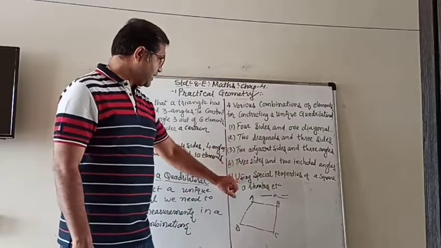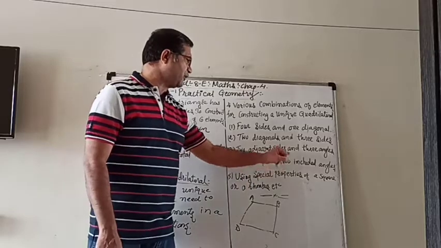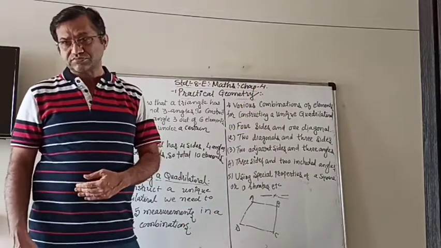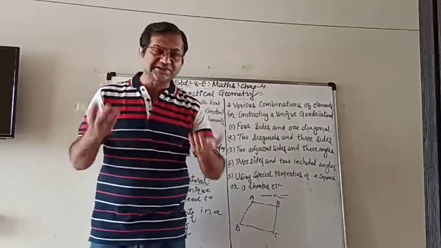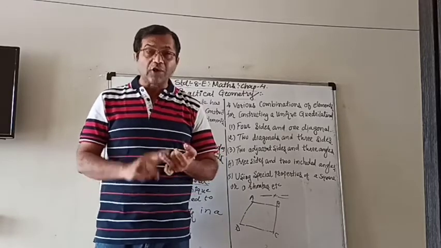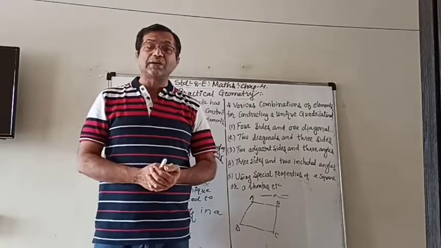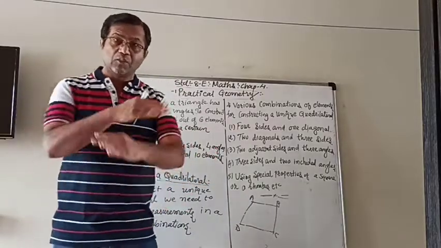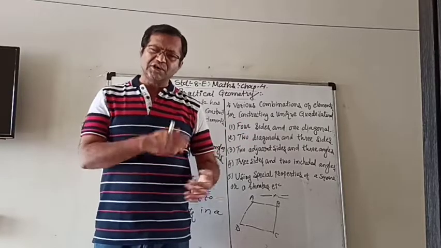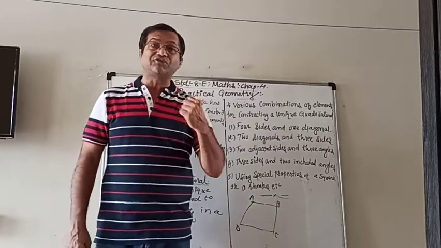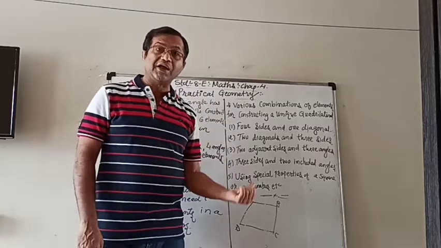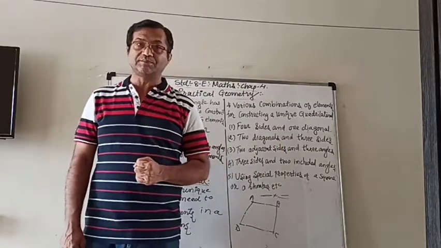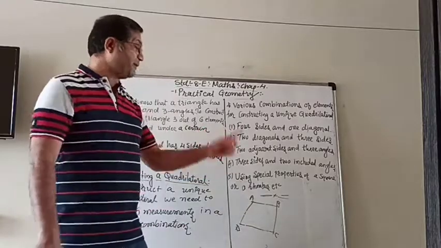Then the next one is using special properties of a square or a rhombus or a rectangle, etc. We know that in a rhombus all the sides are equal. In a rhombus the diagonals bisect each other and they are also perpendicular. In a rectangle both the diagonals are equal. So in this situation, sometimes not all five measurements are given, maybe only two or three. But then you know the properties.